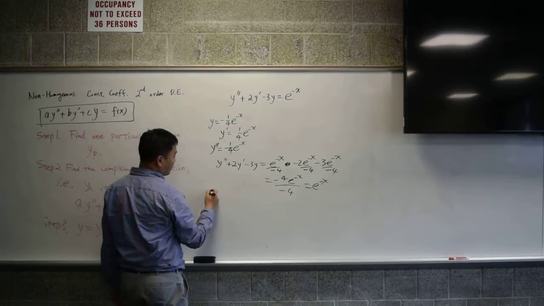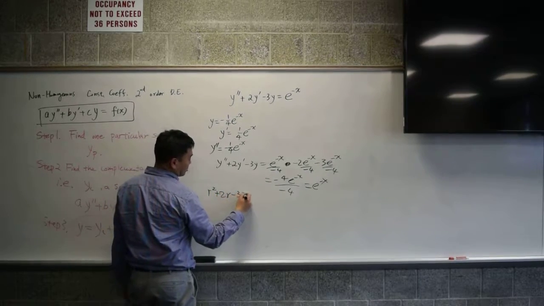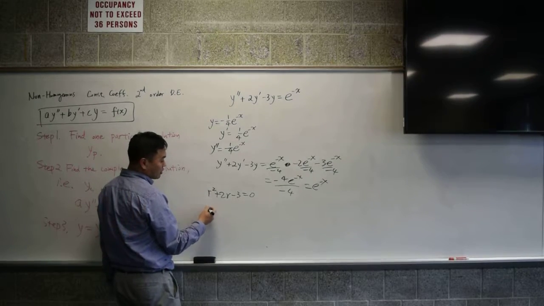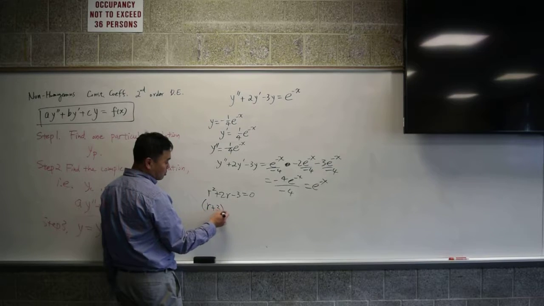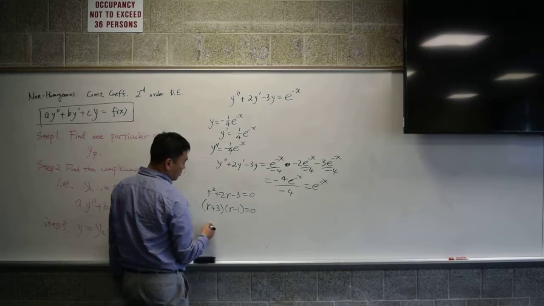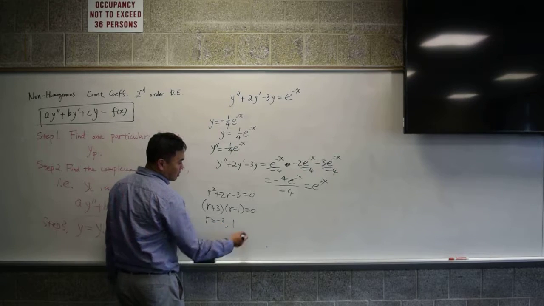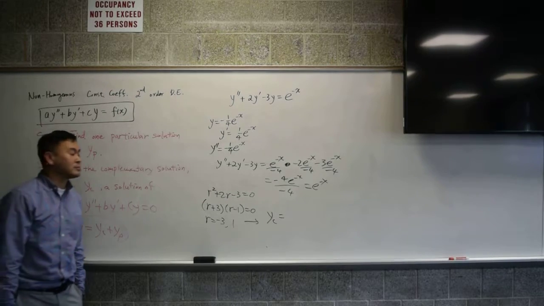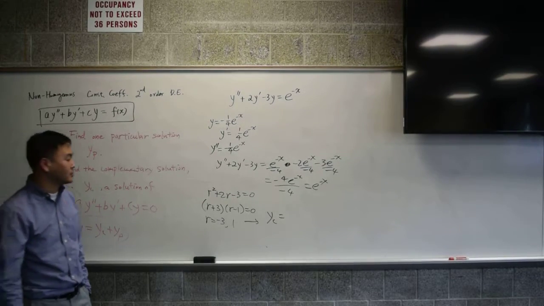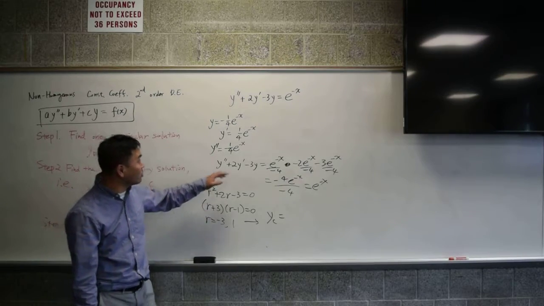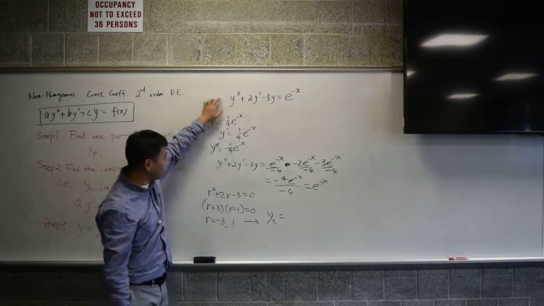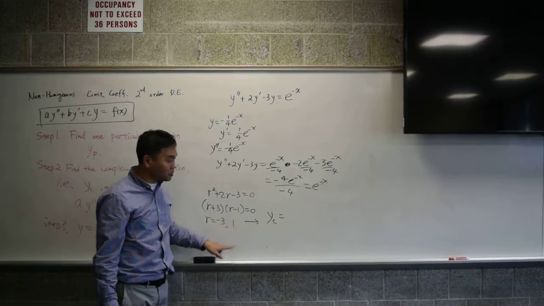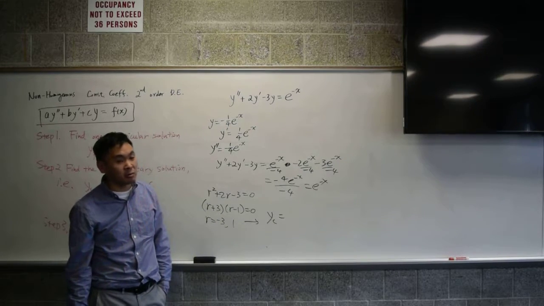And then what about this? r squared plus 2r minus 3 equal to 0. That's the characteristic equation for the homogeneous equation, right? Which is r plus 3, r minus 1. So you get r equals negative 3 and 1. Therefore, what's yc? Y complementary. So if the right side was 0, you would write this as the characteristic equation. When you solve it, you get r equals negative 3 and 1. So what's your yc? Y complementary.